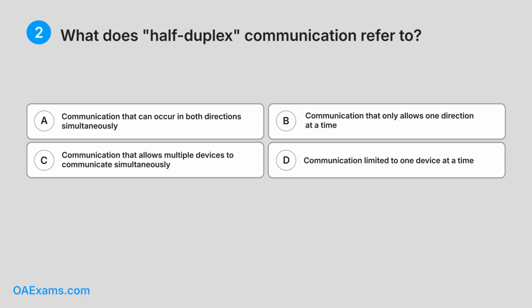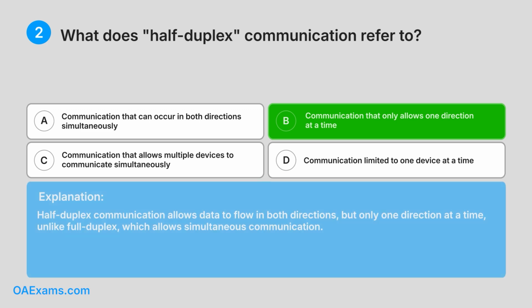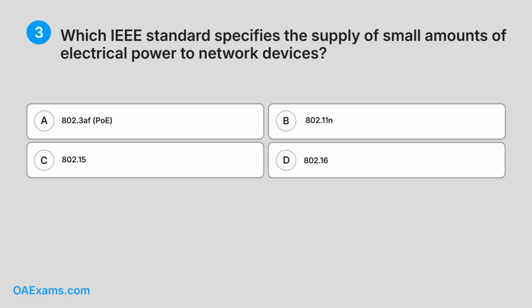Correct answer. B. Communication that only allows one direction at a time. Explanation. Half-duplex communication allows data to flow in both directions, but only one direction at a time, unlike full duplex, which allows simultaneous communication.